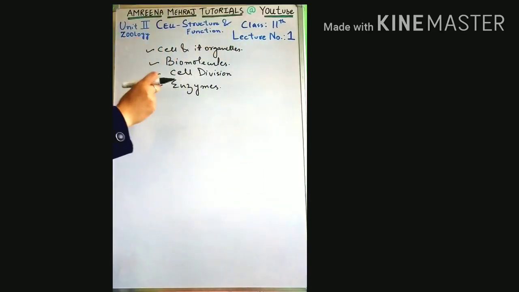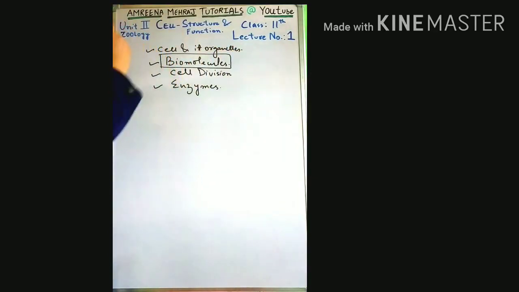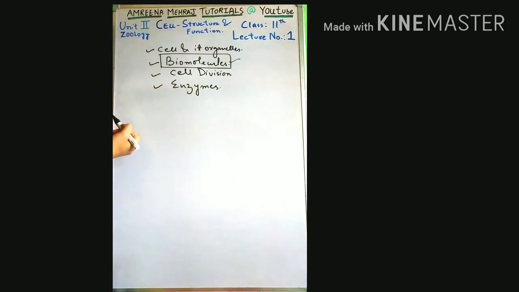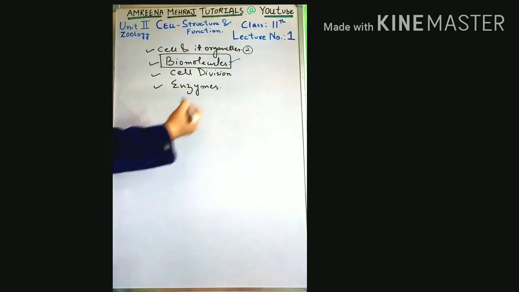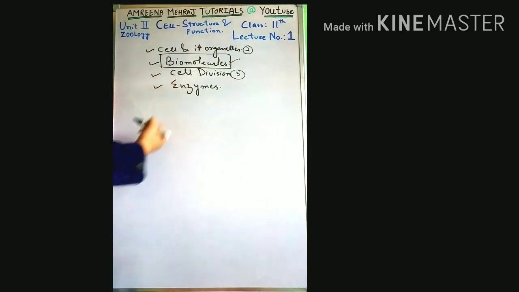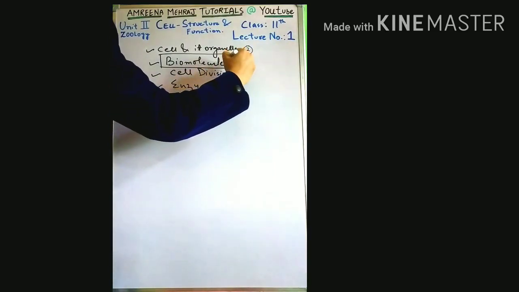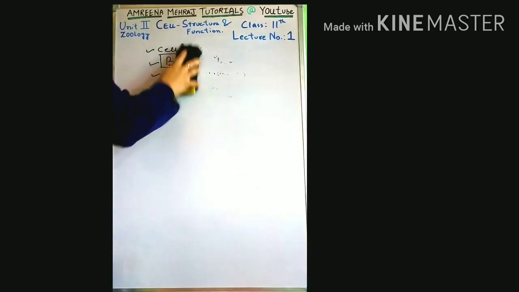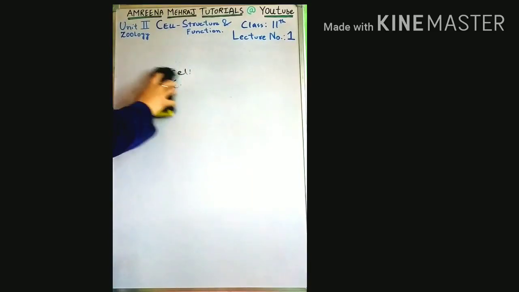Now, the best thing to begin this unit is to have this information about biomolecules. It's very important to understand biomolecules first. Then we will skip to cell and its organelles. Then we will study about cellular division, and at last we'll study about enzymes. So today we are going to begin with biomolecules. So my dear students, you have to remember that this unit we are going to cover in different stages.